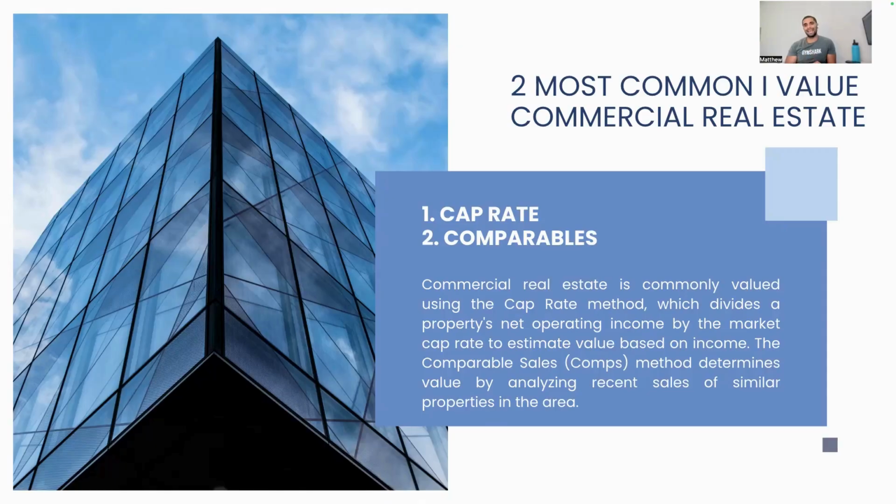And then comparables is essentially on a price per square foot for retail or industrial, or a price per unit for multifamily. What is the average for that metric? And then you're just going to multiply that out either by the square footage or by the number of units. Again, we'll have an example in a moment. So those are the two primary ways.